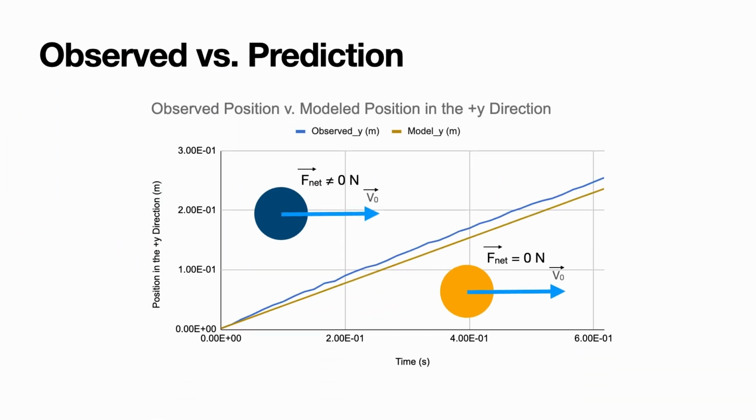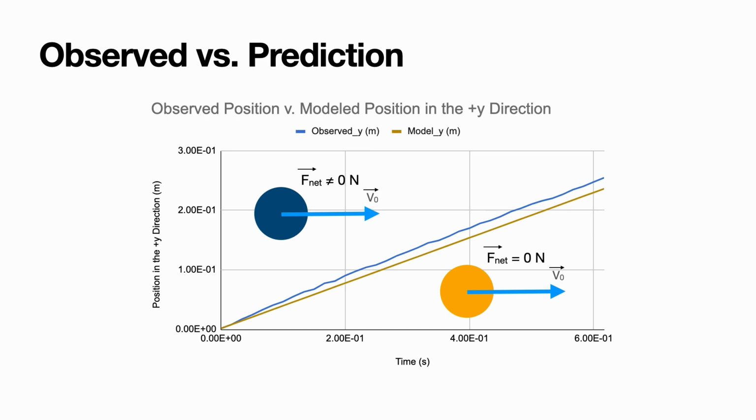Now for the discussion part of this lab. So what are the similarities and differences between the observed data and the model predictions? In both the observed and the model, the slope is roughly straight. According to Newton's second law, this means that there was not a force constantly influencing the balls in the positive y or negative y direction.